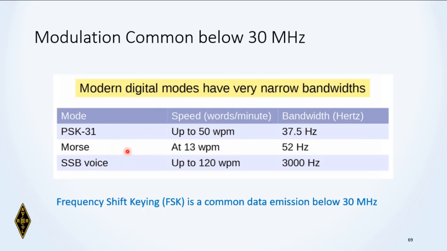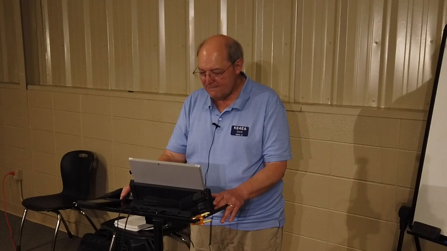Morse code at 13 words per minute. It's a bandwidth of about 52 hertz, so very narrow. Remember, it's coming up, single sideband voice. 3,000 hertz, but you can talk up to 120 words per minute.